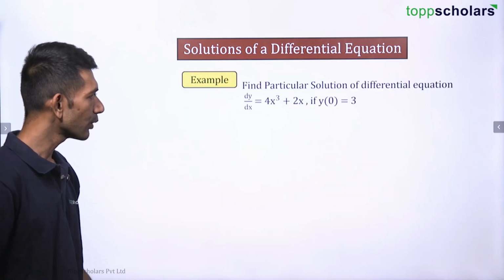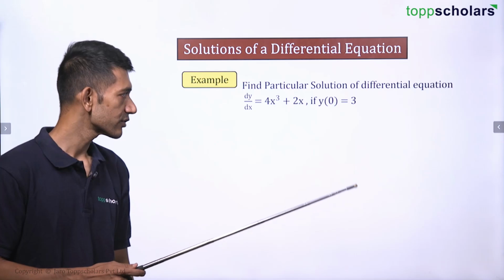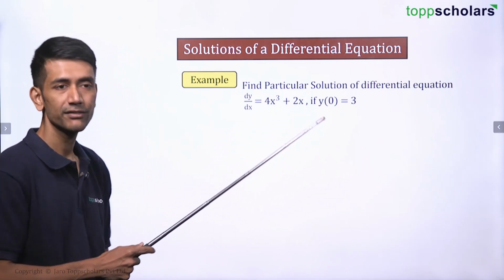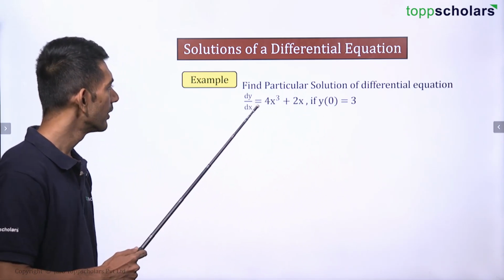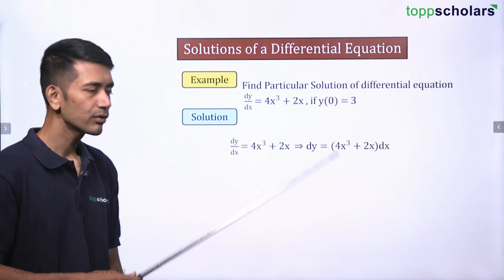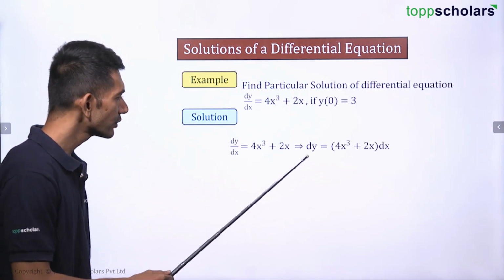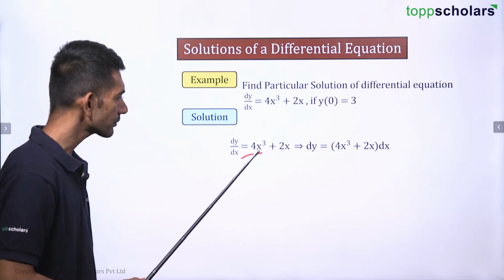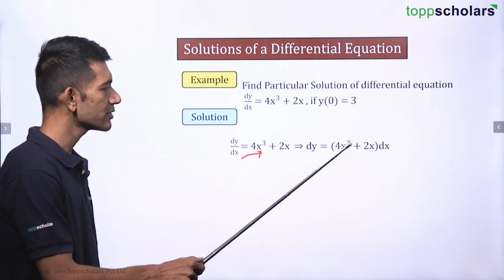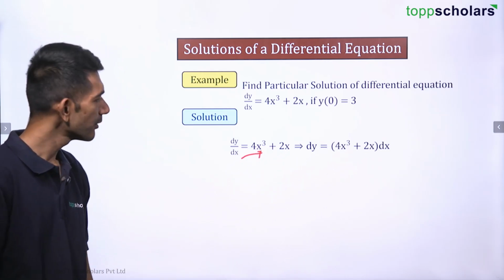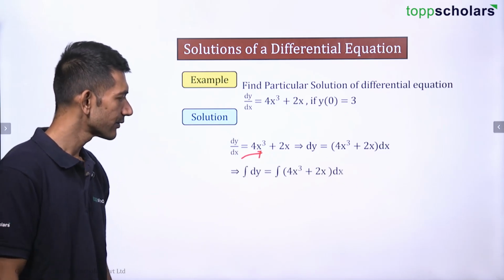Now let us have a look at one more example. Find the particular solution of the differential equation dy by dx is equal to 4x cube plus 2x. Now again, dy by dx is equal to 4x cube plus 2x. So can I say dy is equal to 4x cube plus 2x dx, right? Simple. Integrate on both the sides.